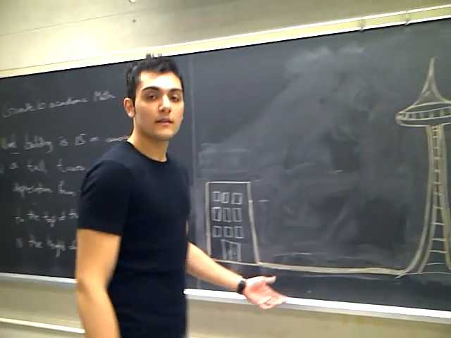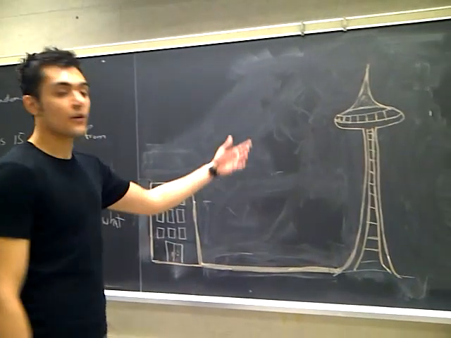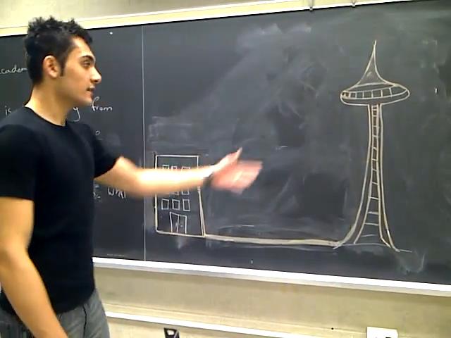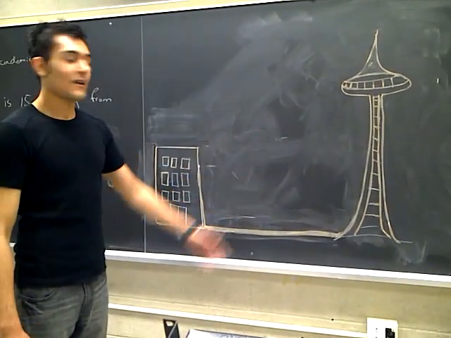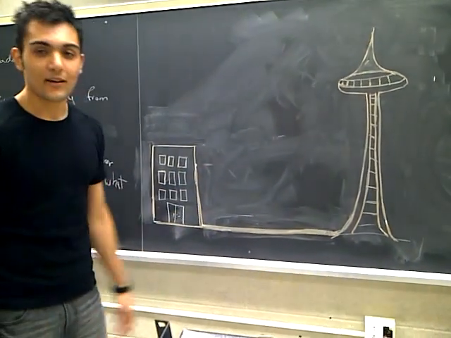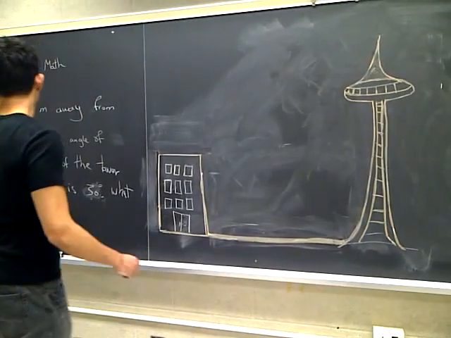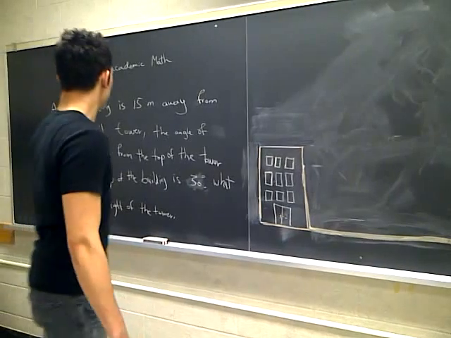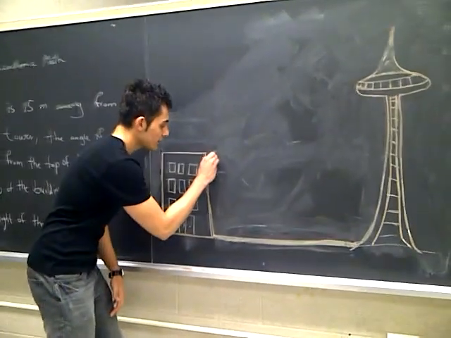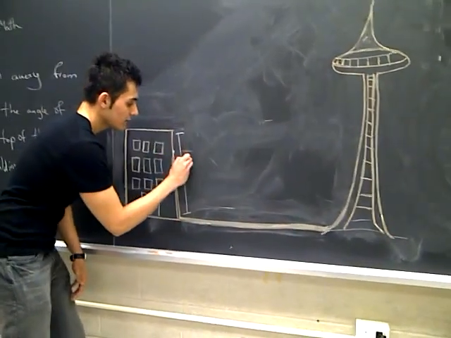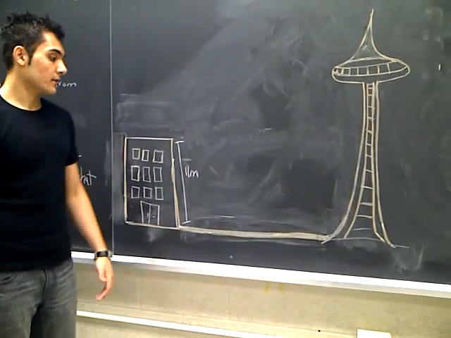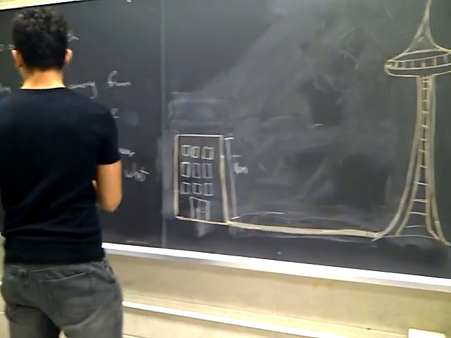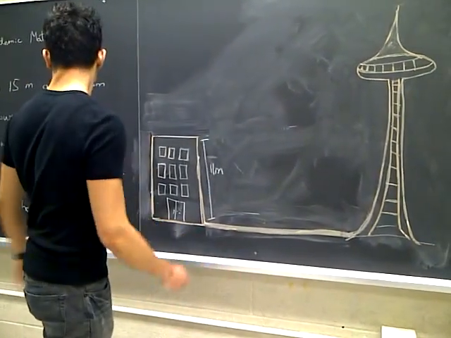The first thing you have to do in these types of questions is to draw out whatever information they tell you. It doesn't have to be as detailed as mine, but it has to be drawn out. Then you write down the information that you already have. The building is approximately 11 meters tall. The distance between the building and the tower, as stated in the question, is 15 meters.